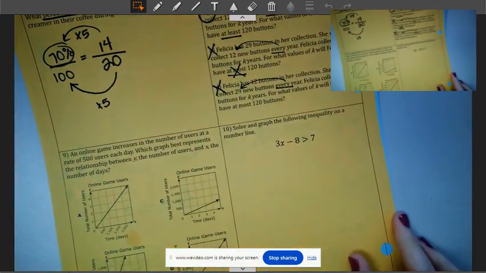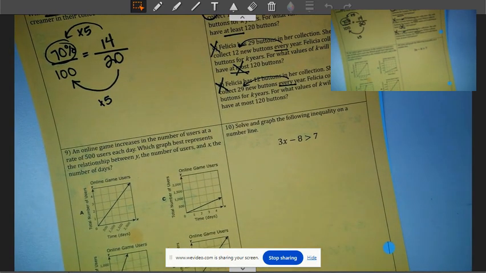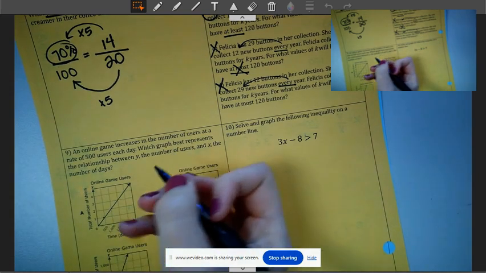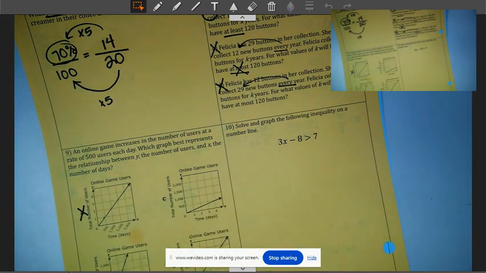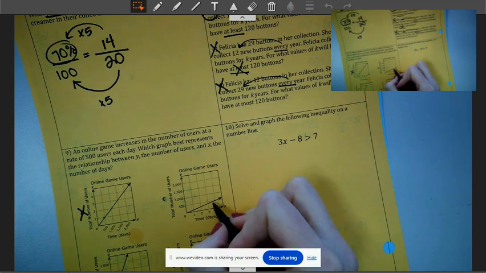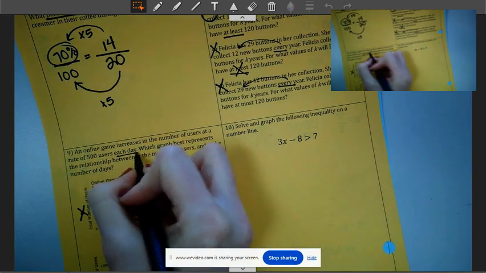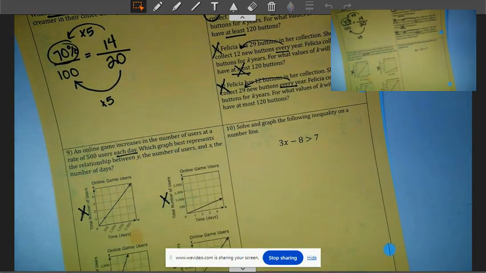All right, number 9, an online game increases the number of users at a rate of 500 users each day. Which graph best represents the relationship between Y, the number of users, and X, the number of days? Okay, so down here, this is 500 days for one user. Nope, it was 500 users for 1 day, so A doesn't make sense. C, we only get to 500 users after 4 days, but it said each day, so C doesn't work.